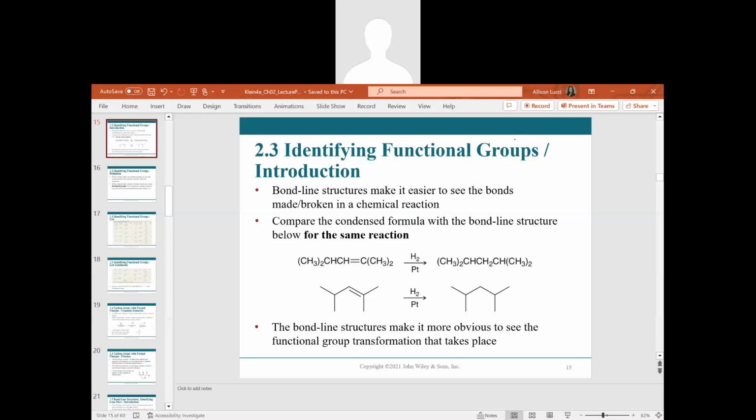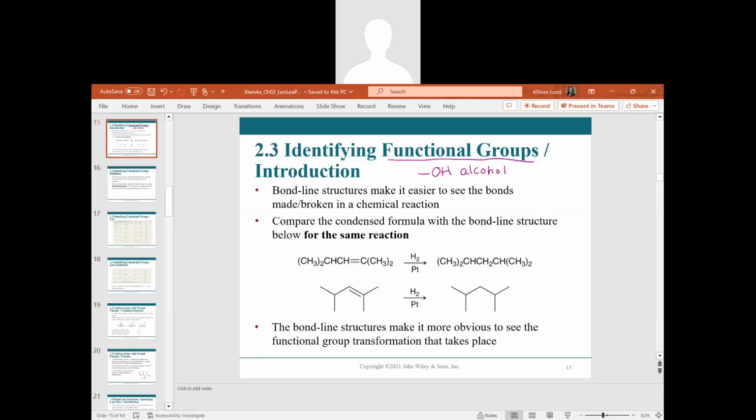This next section from Chapter 2, Section 3, introduces us to how to identify functional groups. The term functional group is given to a certain arrangement, a certain pattern of atoms bonded to other atoms. For example, we may have seen OH bonded to each other and then bonded to a carbon. This would be what's called an alcohol functional group.